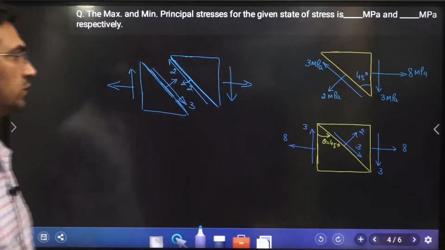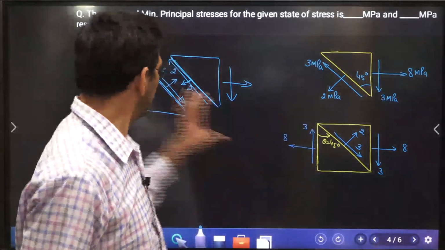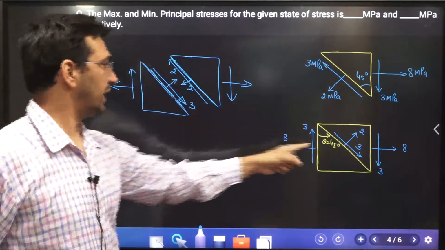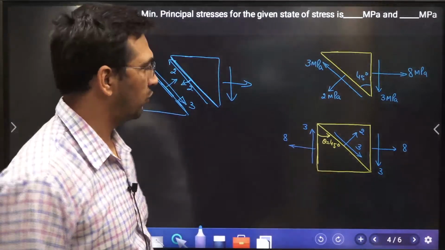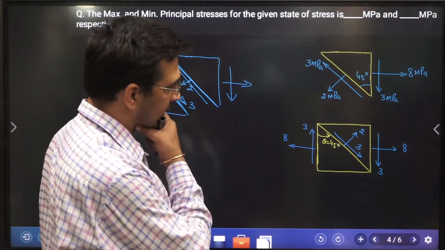Done. That's all. Now my job is done. What I am having is this element, because from the X face I can show you the angle, and the rest of the other forces and stresses are also over there. Now tell me what is going to be the Y face.